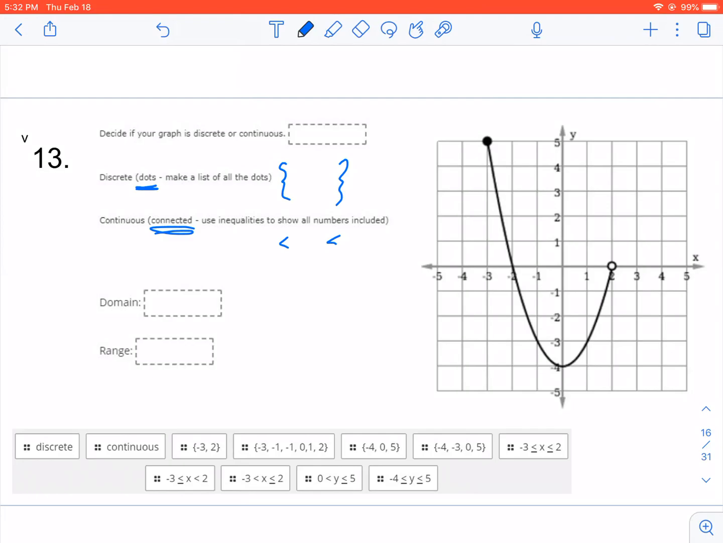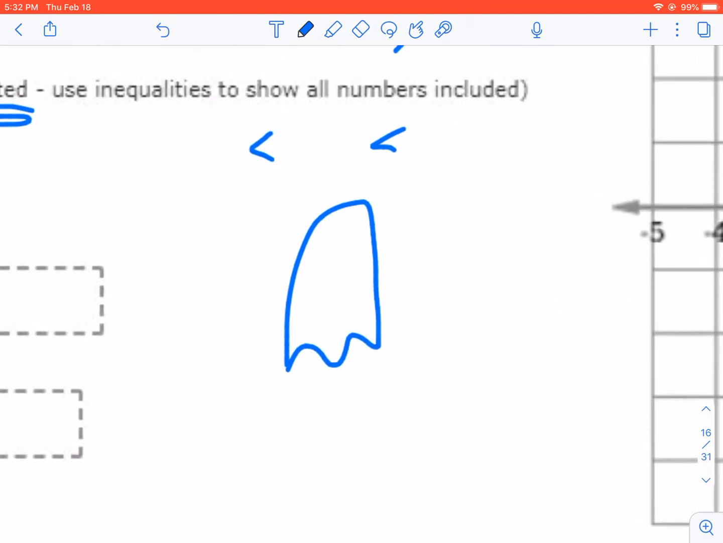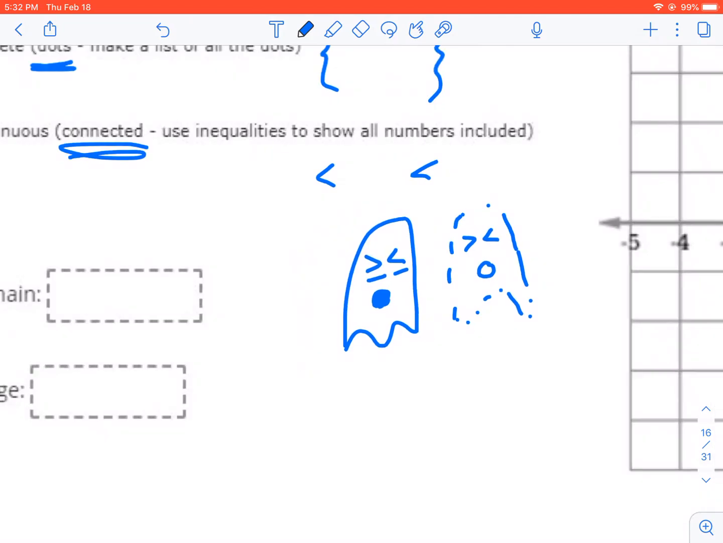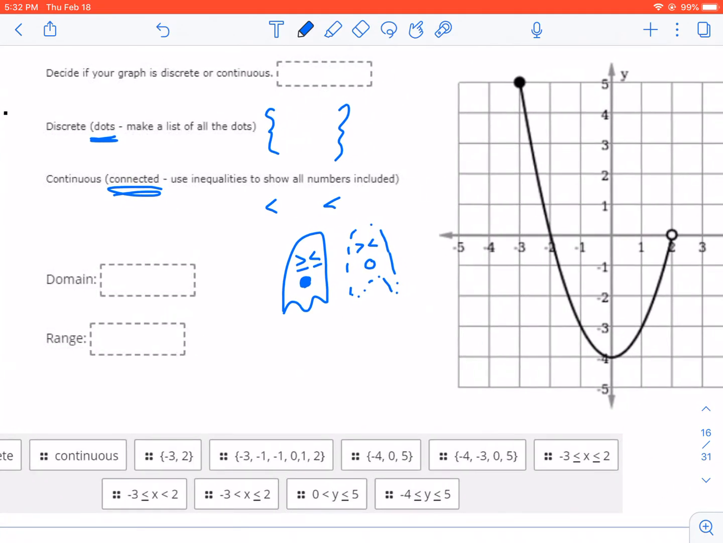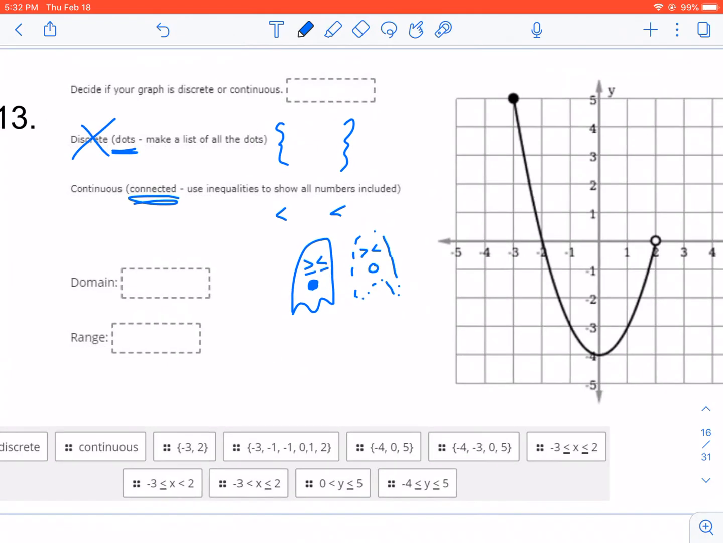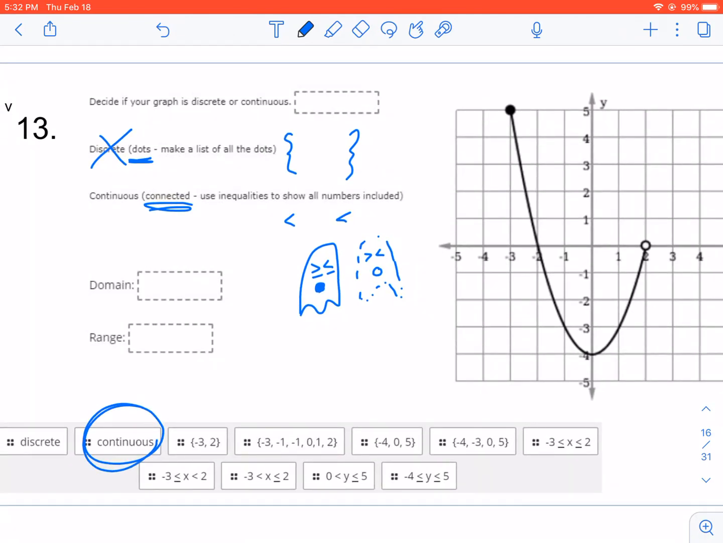This is where whenever we use our inequalities we have to remember our ghosties. Do our ghosts have the underlines and a solid outline and a solid circle, or is it a dashed one where it's just the less than and greater than symbols and the open circle? So that goes with continuous. So let's look. Do we have just dots? No. So it is going to be continuous. We're going to pop that into our box.